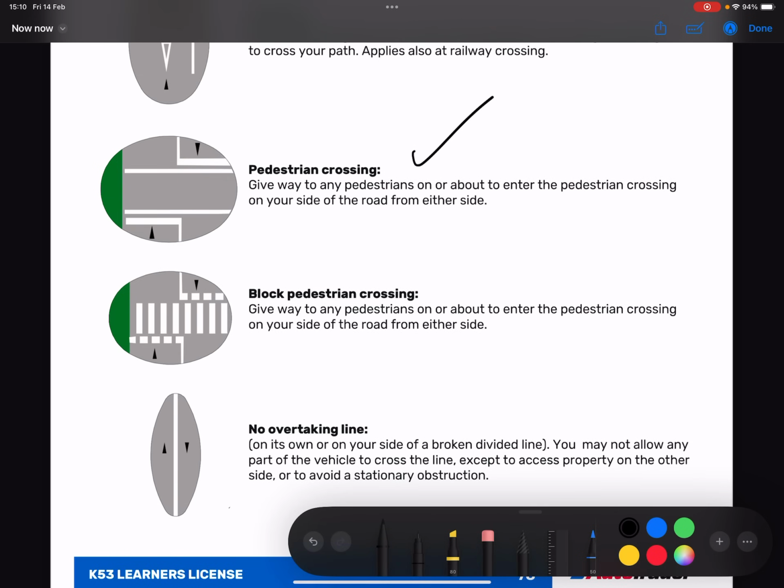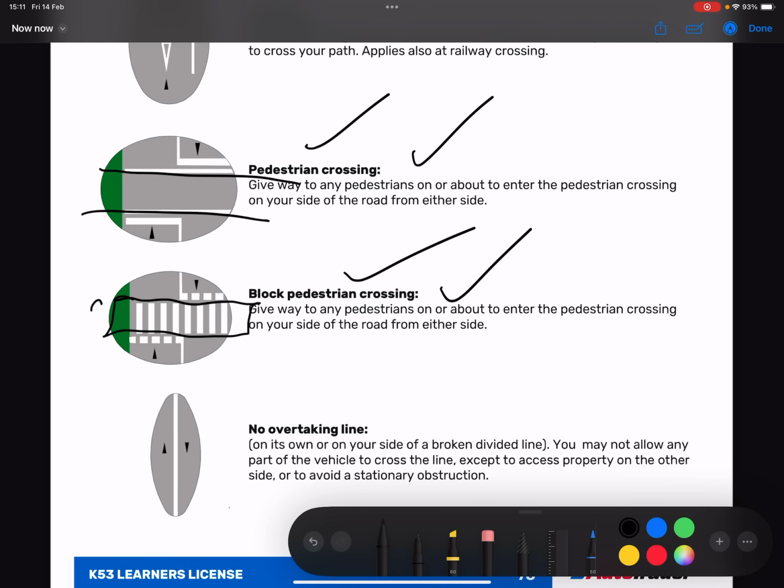And then now we move down to the pedestrian crossing and the block pedestrian crossing. The function for both is the same, to give way to any pedestrians. The pedestrians will cross the road there, and with the block pedestrian crossing, they'll cross there too. What then is the difference between them? It's just the marking. The block pedestrian crossing has blocks, while the other has lines whereby the pedestrians will cross the road. Simple and straightforward.